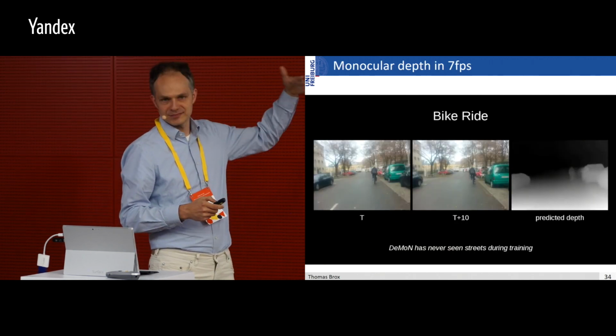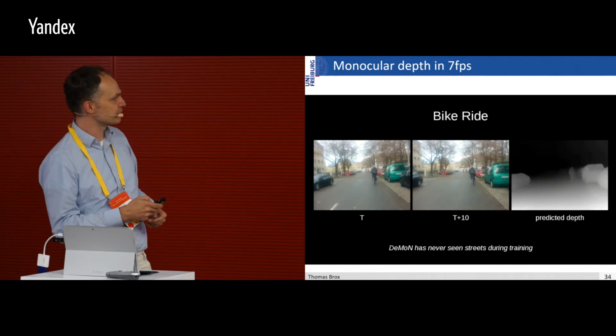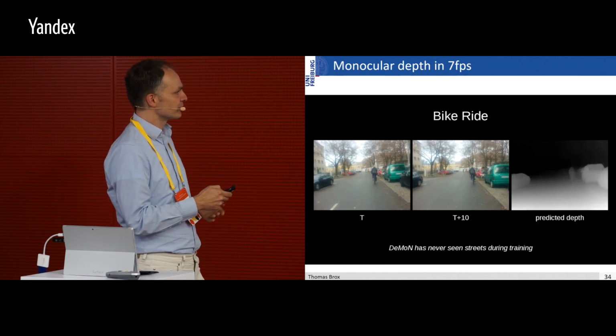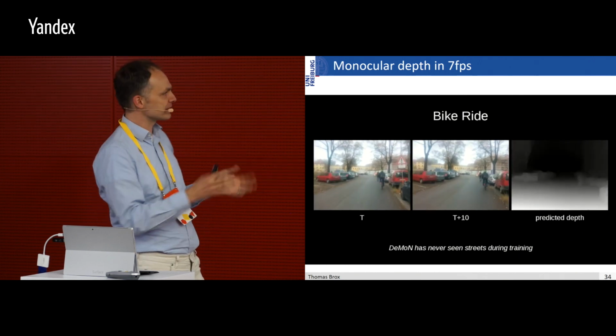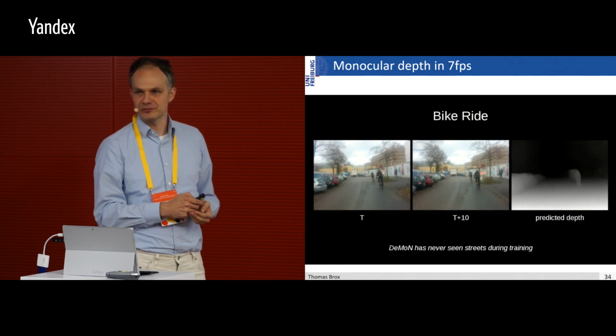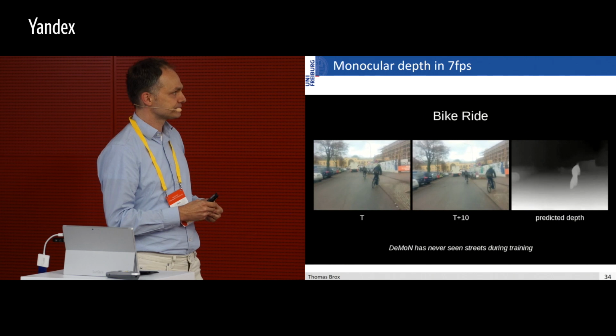Yeah, you can also generalize to new scenarios. So here the camera model actually doesn't really fit, and also Demon hasn't seen streets during training. So this is now a different setting. And you see the depth map is also not perfect. It's flickering a bit, but it has learned the concept of depth prediction from two images.